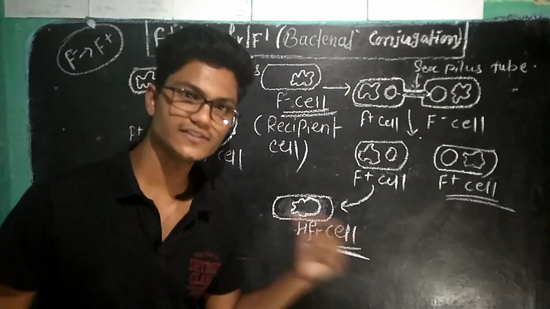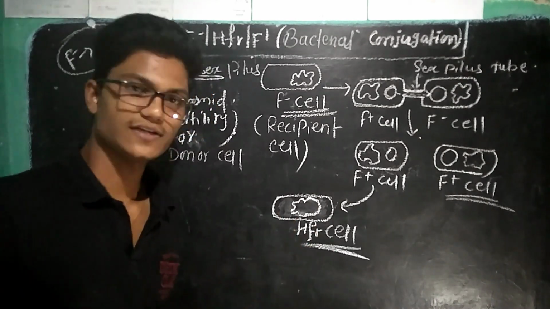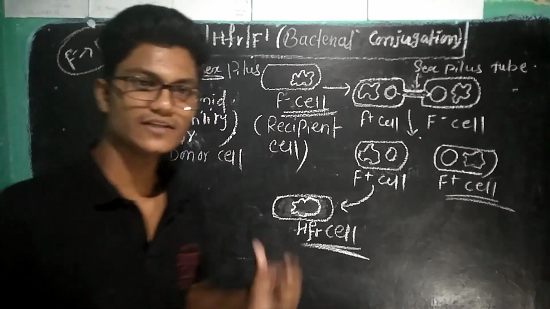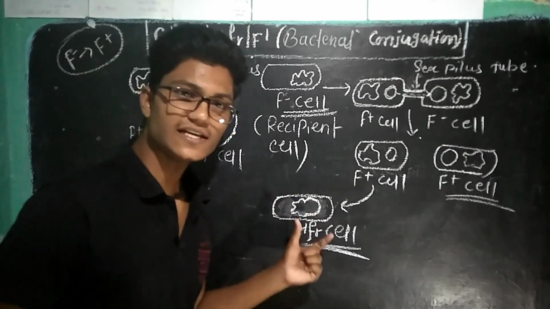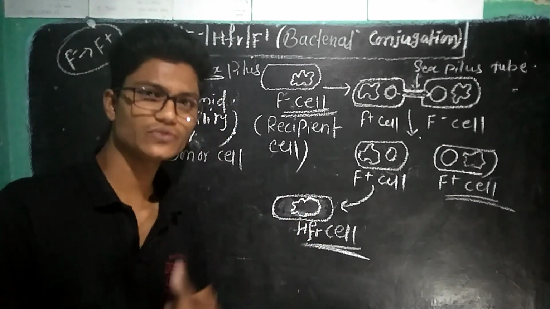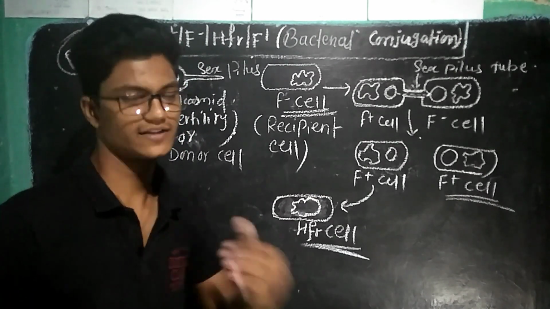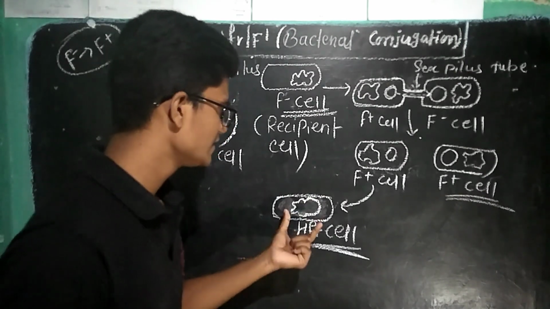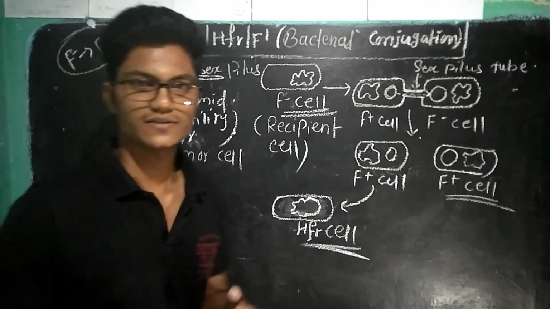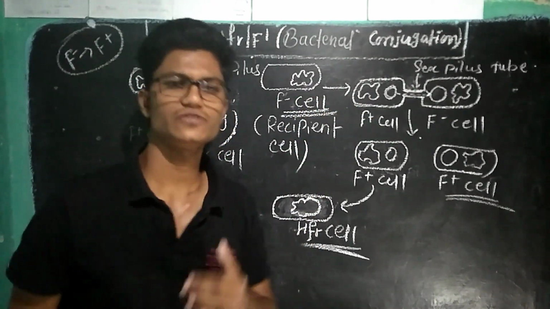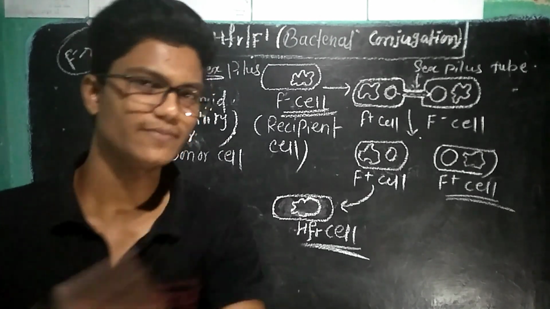Now what is meant by this HFR cell? HFR cell is nothing but the high frequency recombination cell. It means that this cell has the highest frequency to transfer the genetic material to another cell. If you see the cross between the HFR with the F plus or F minus, they have a high tendency, high frequency to transfer the genetic material to another bacterial cell.